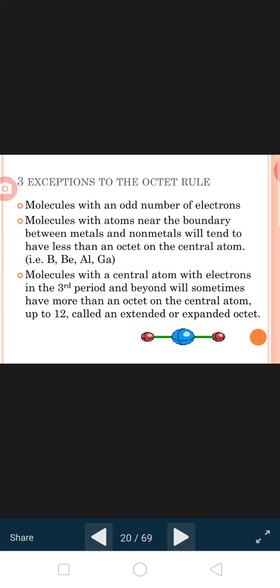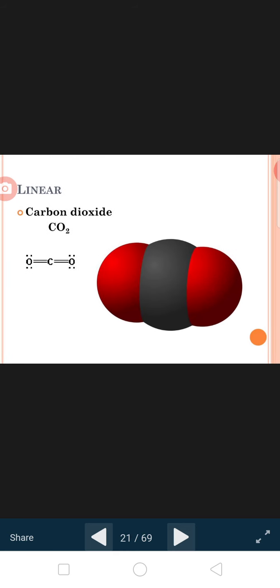Linear geometry, AB2 type, beryllium fluoride. Similarly, you have the second group, boron and aluminum, which form triangular planar geometry. Carbon dioxide has two oxygens with double bonds, and a double bond is considered only one pair, so carbon has two pairs on both sides. The linear geometry of carbon dioxide is shown here, carbon in black and oxygen in red.